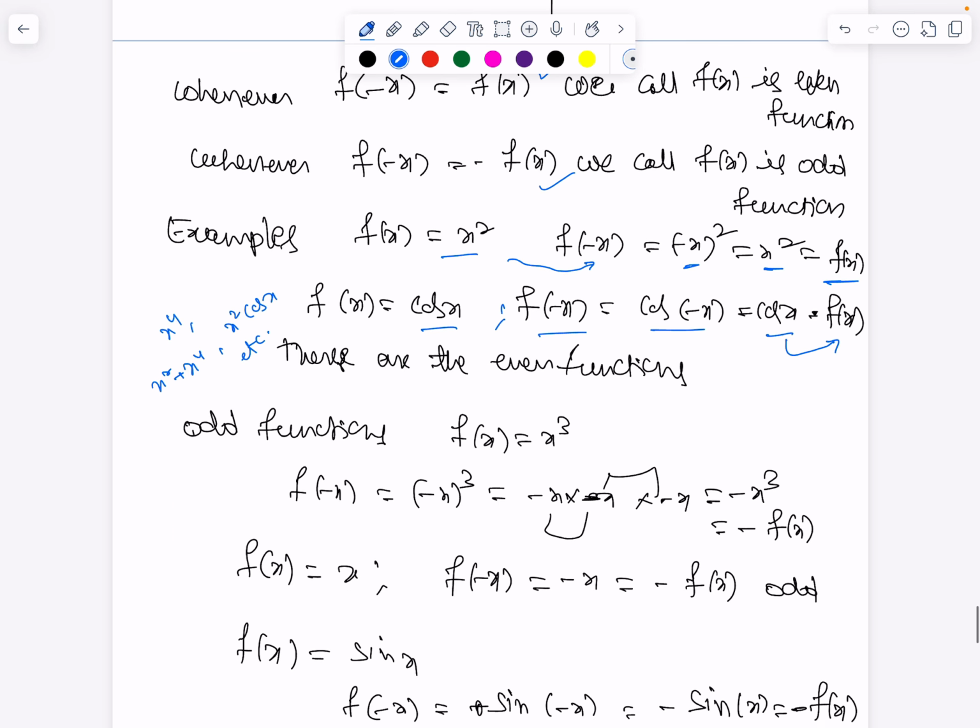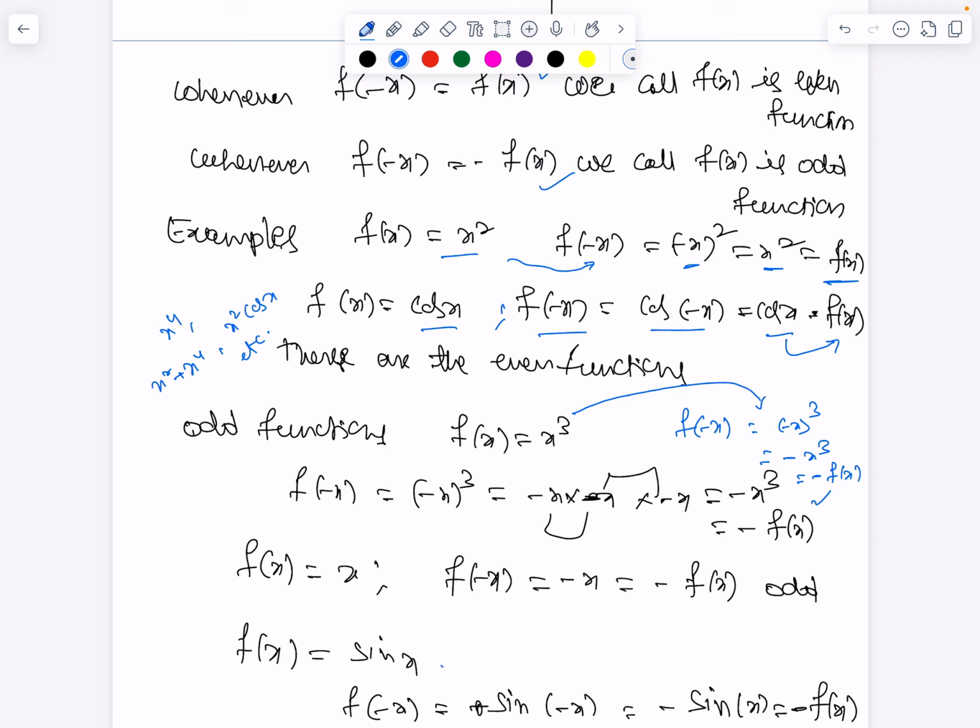Similarly, look at the definition of an odd function, f of minus x. Whatever the independent variable is, you replace it by minus x based on the function output. Here the output for minus x is minus x cube. So there are 3 minus signs: 2 minus signs give you plus and the other minus sign gives you minus x cube, that is minus of f of x. Hence you conclude that this is an example of an odd function.